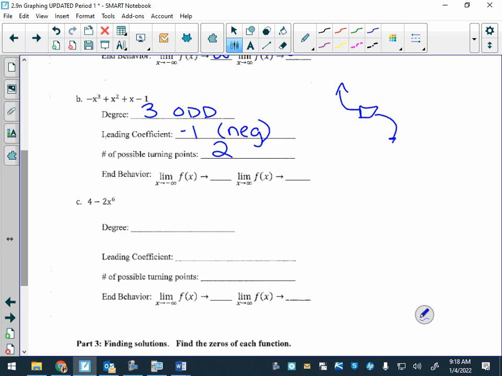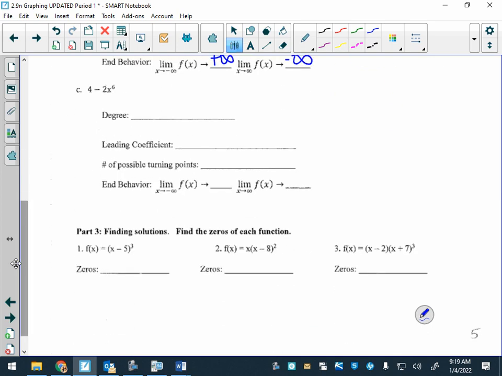Okay. So as x approaches negative infinity, where is y heading? So as x gets smaller by moving to the left, where are we going? Yeah, it's infinity. Good. As x gets larger, where is y going? Yeah, it's good.